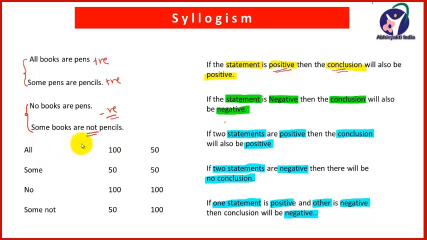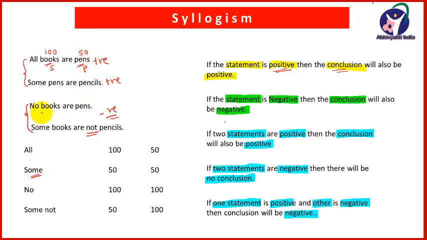if the statement is beginning with all, then we give the subject as 100 and the predicate as 50. Here in the sentence, all books are pens, books is called a subject and pens is called a predicate. If the sentence is starting like this, all books are pens, then we give books 100 as a number and pens we give 50 as a number.